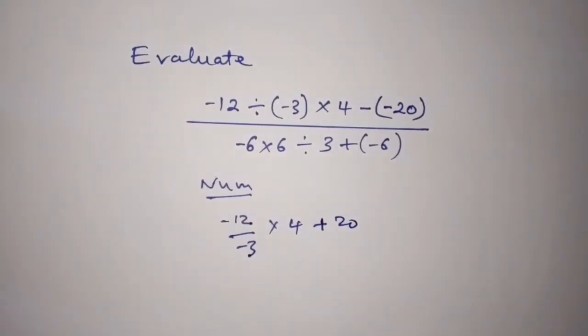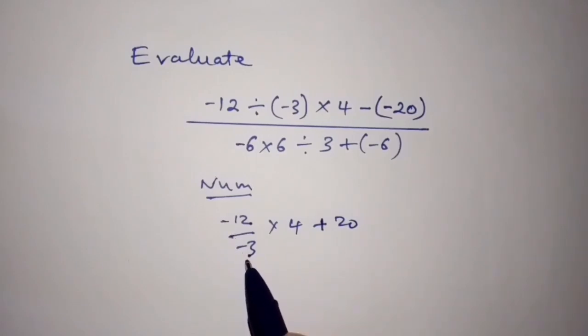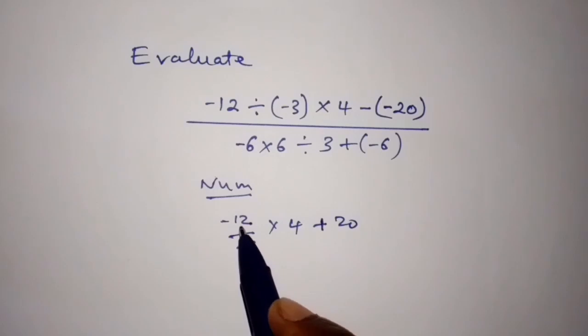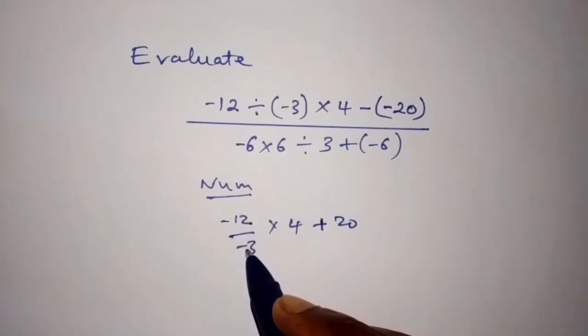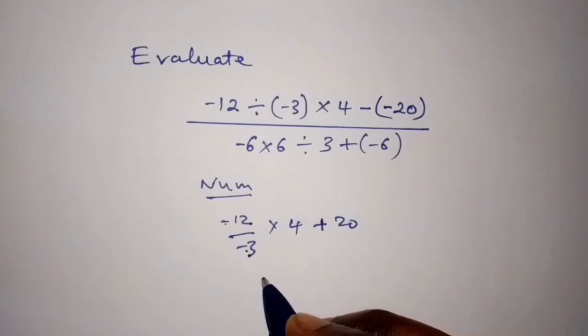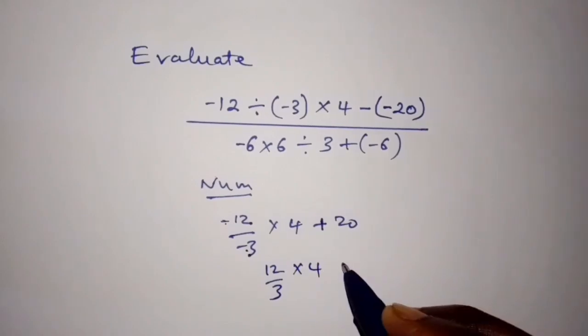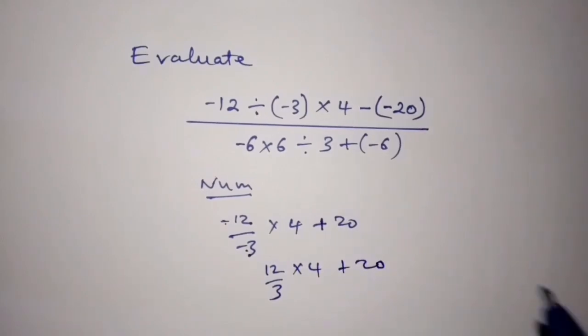Positive 20. Negative and negative cancel one another, so this one is going to become positive. It is 12 over 3 times 4 plus 20.